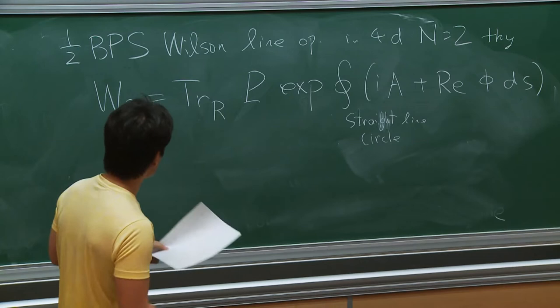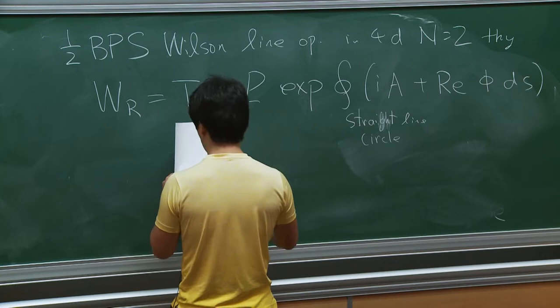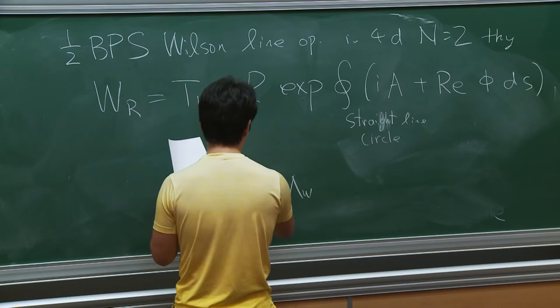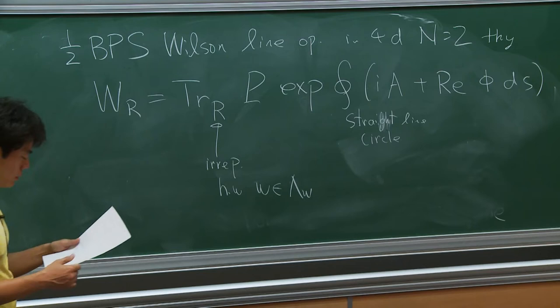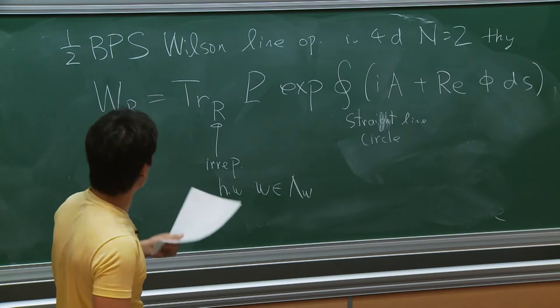Okay. Now this R I take to be an irreducible representation, irrep, specified by the highest weight W in lambda W. I think I'm going to have too many W's, but sometimes I use W for the highest weight that specifies the Wilson operator. And physically, this represents an infinitely heavy half BPS electrically charged particle. I mean the world line of such a particle. So that's the Wilson loop.